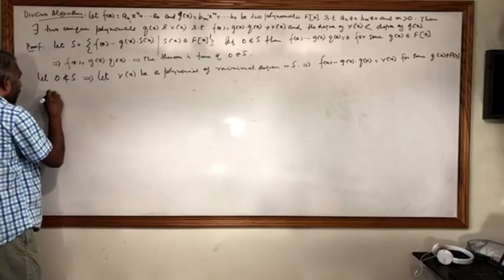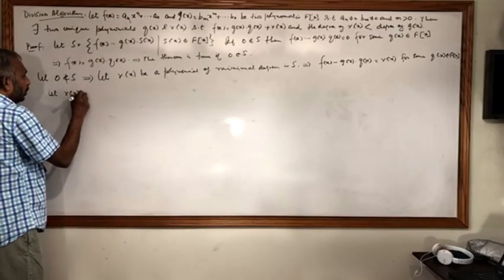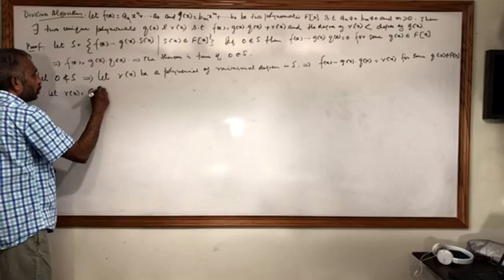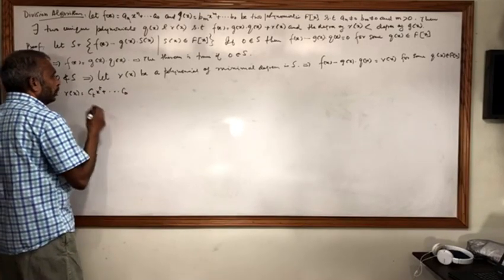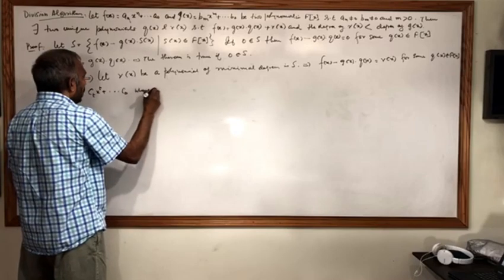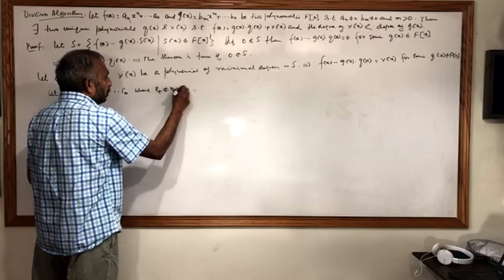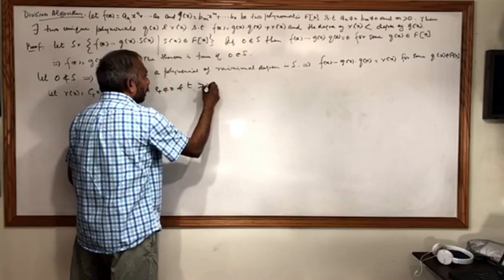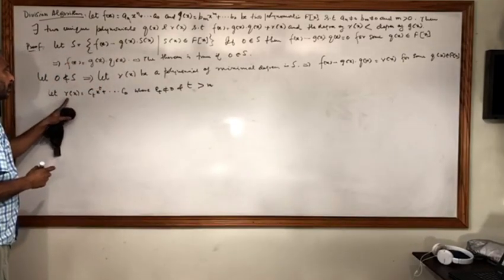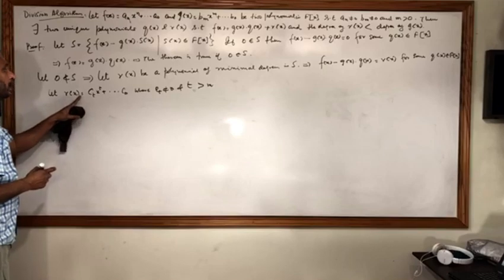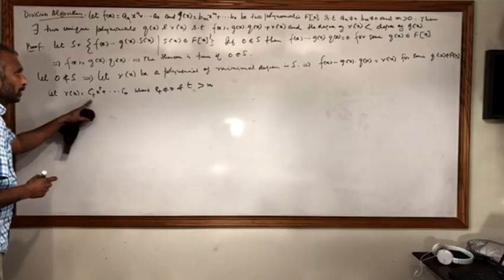So let r of x be equal to ct x to the power of t plus ... plus c0, where ct is different from 0 and t is greater than m. We are assuming that r of x is a polynomial of degree greater than the degree of g of x.